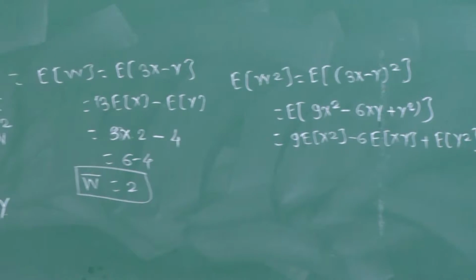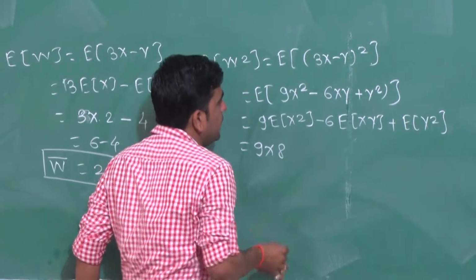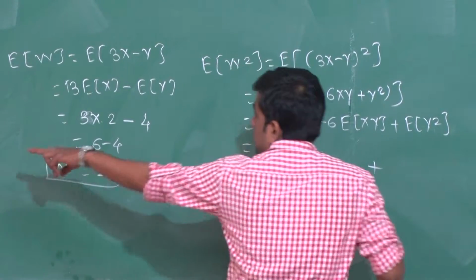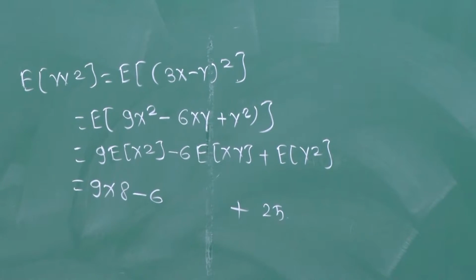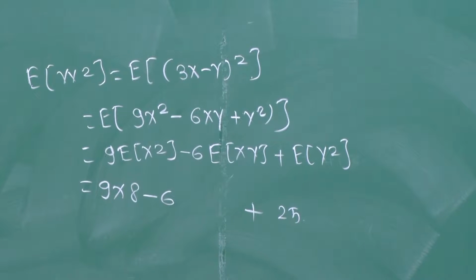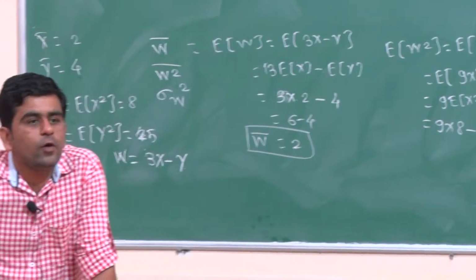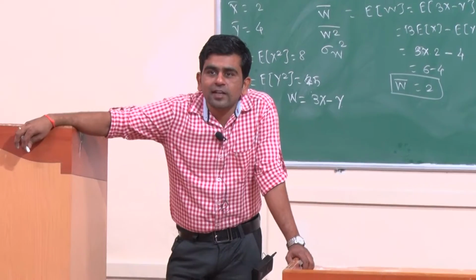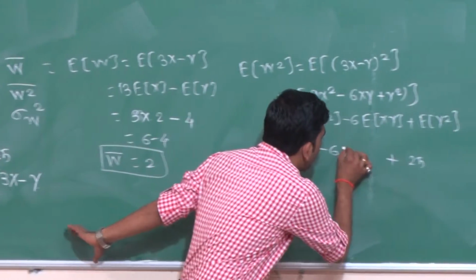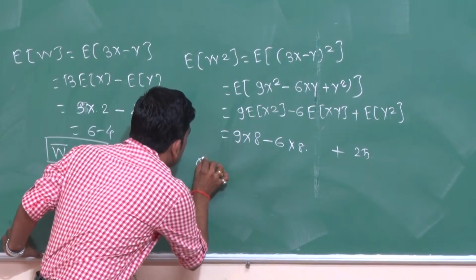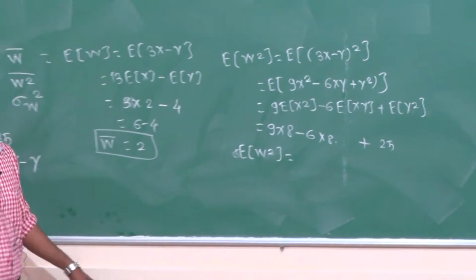Second moment for x, which is given as 8, here 9 multiplied with 8 minus 6, then plus this y is 25. Then find out the value of expected value of xy. How to calculate this value? Expected value of xy is equal to expected value of x into expected value of y, because these two random variables are statistically independent. This will give us 8. Then we will get expected value of, what is the final answer? 49.